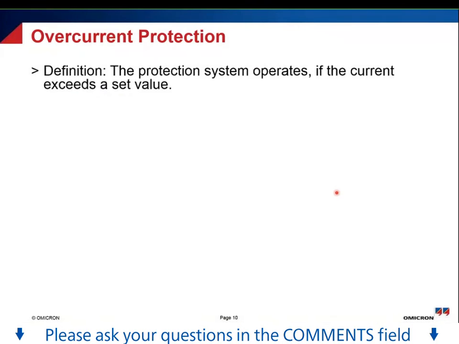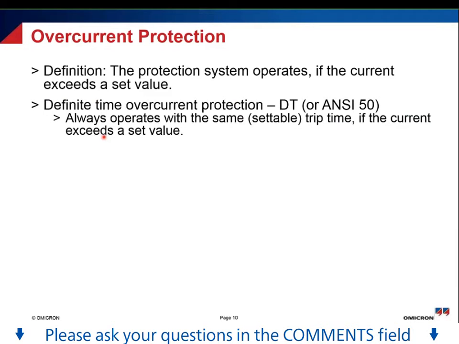Okay, now to overcurrent protection itself. The definition of the overcurrent protection is pretty simple. The protection system operates if the current exceeds a set value. So you can define a value, and if the current is above this value, then the protection system operates.